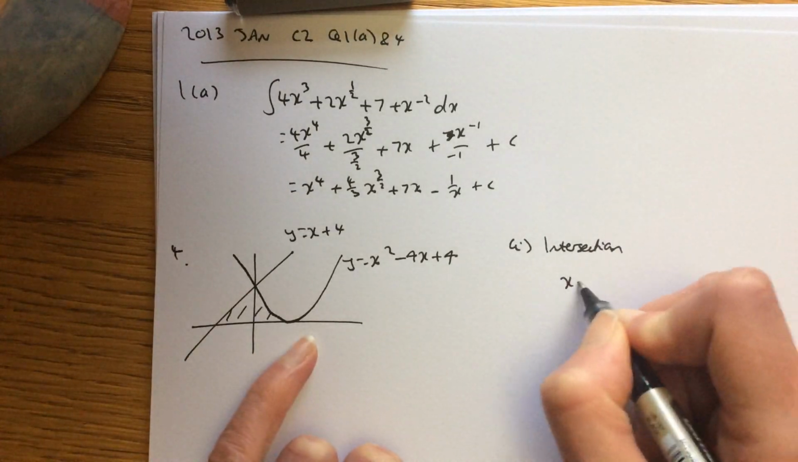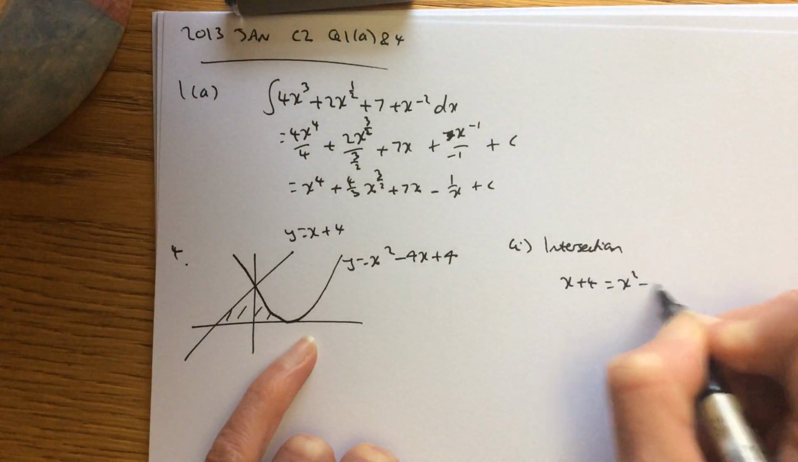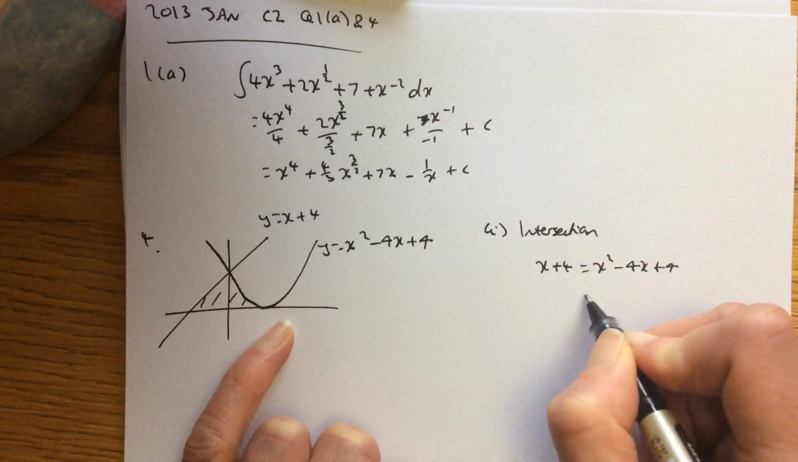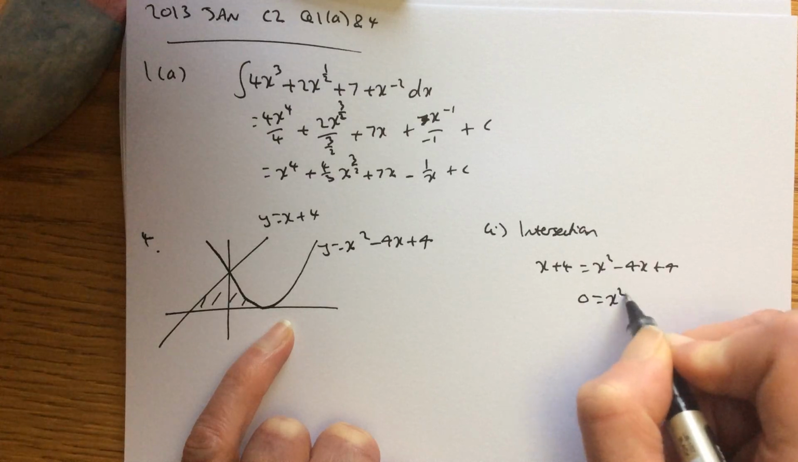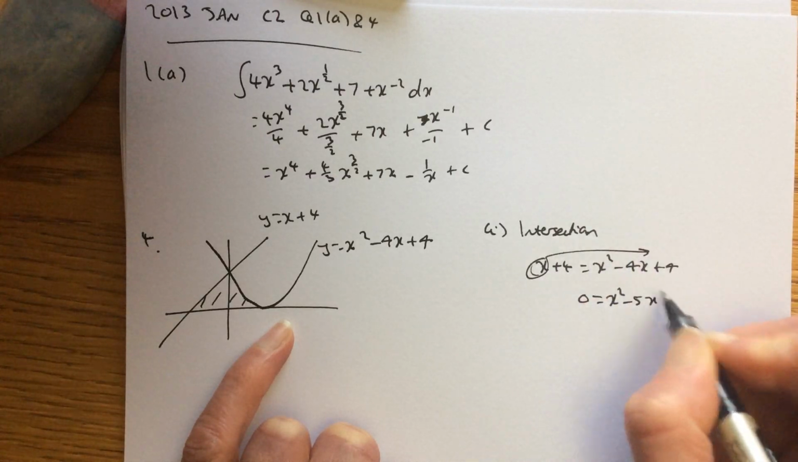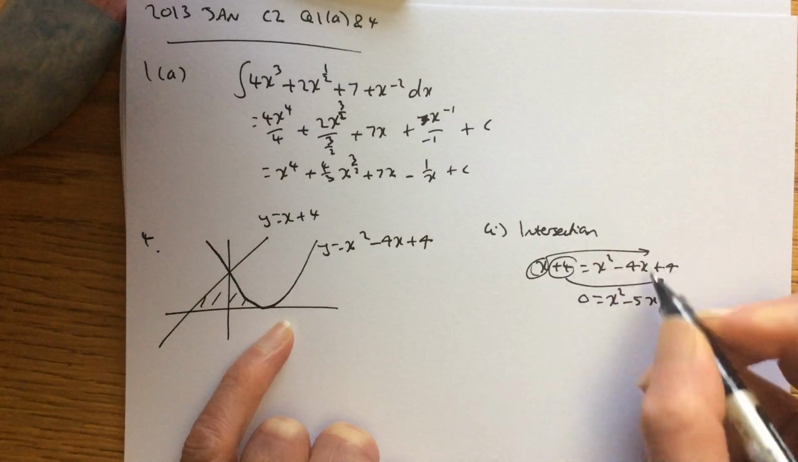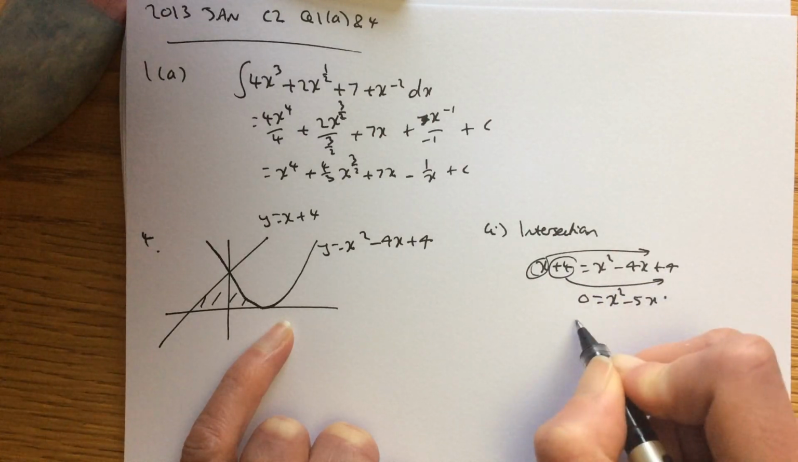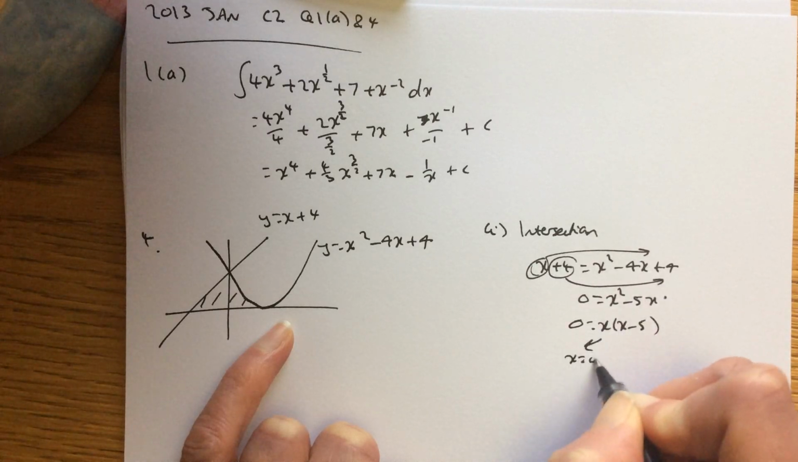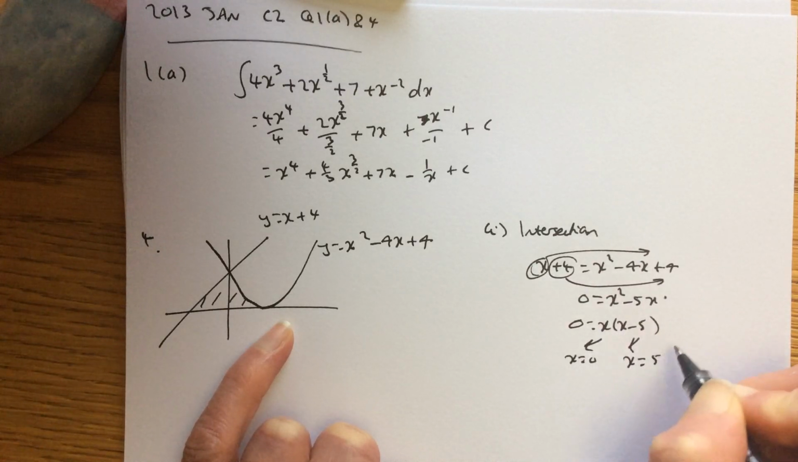So to find the intersection point, you put them both equal to each other. It's quadratic, so everything goes on one side. So bring this over. So you've naught equals x squared. It's going to be minus 4x. Take away x is minus 5x. 4, take away 4 is 0, so that's gone. So factorise out your x. So they meet at x equals naught and they meet at x equals 5.